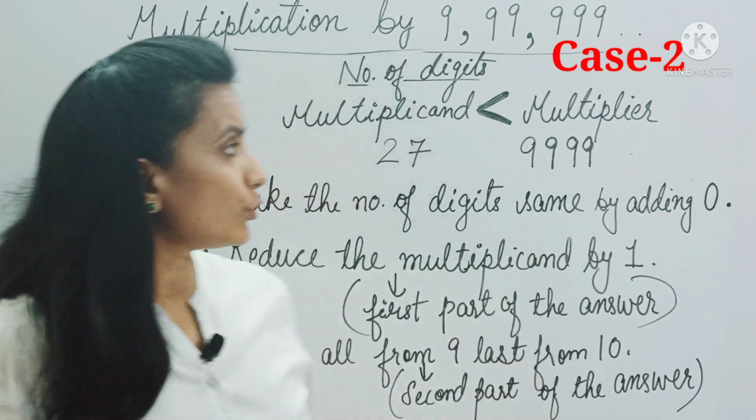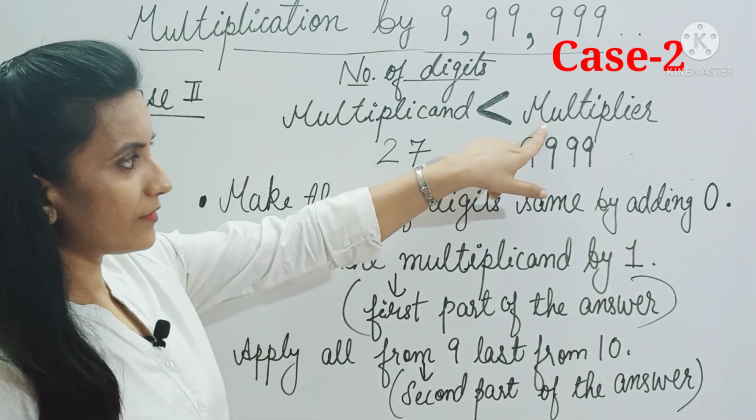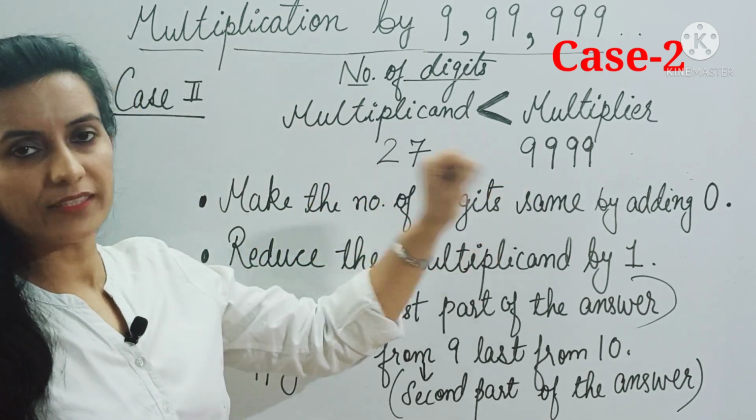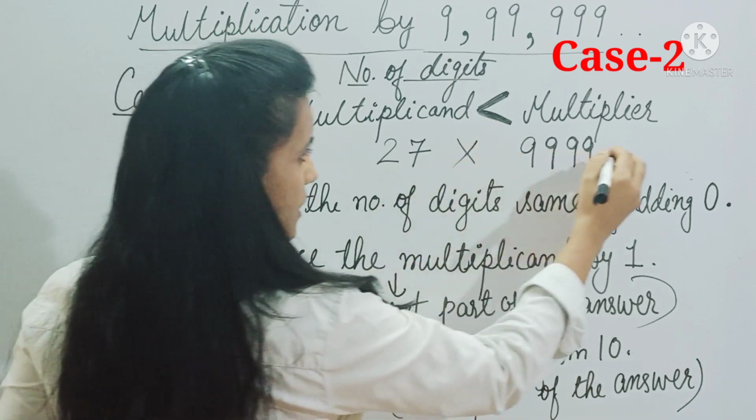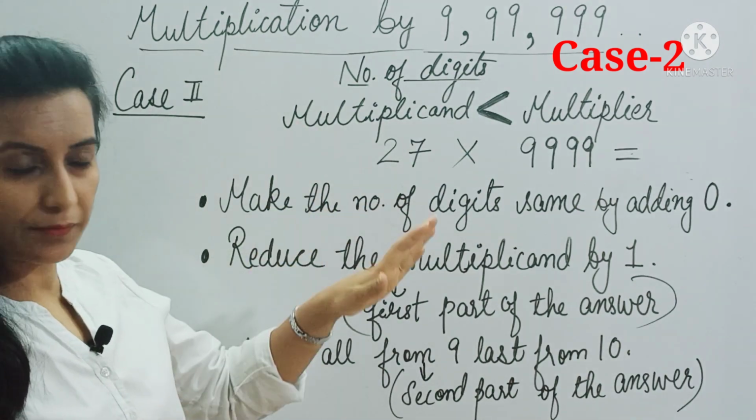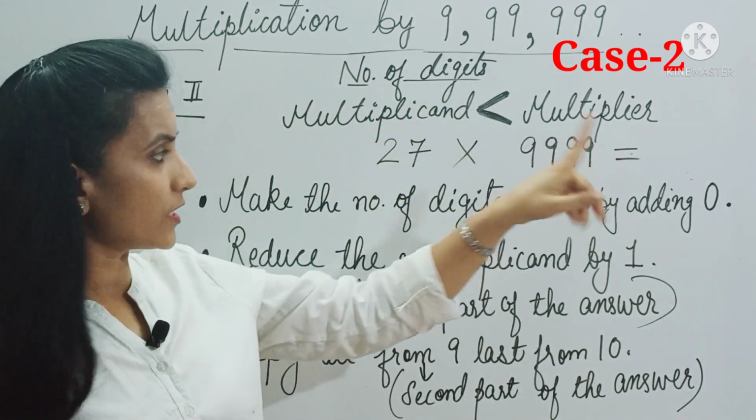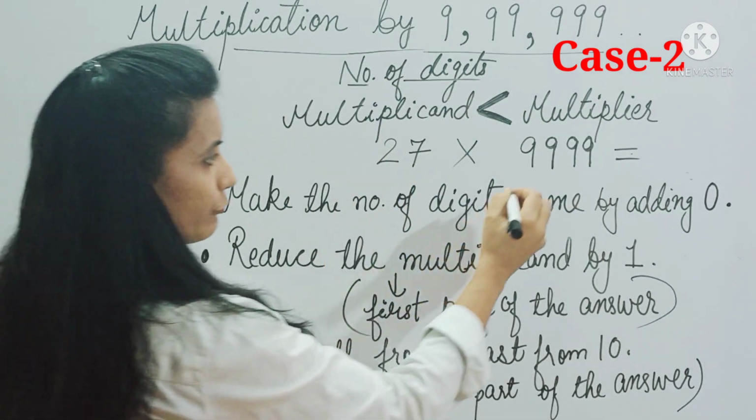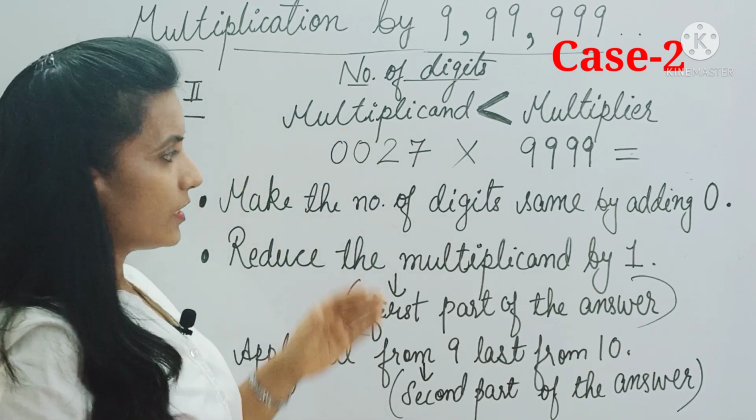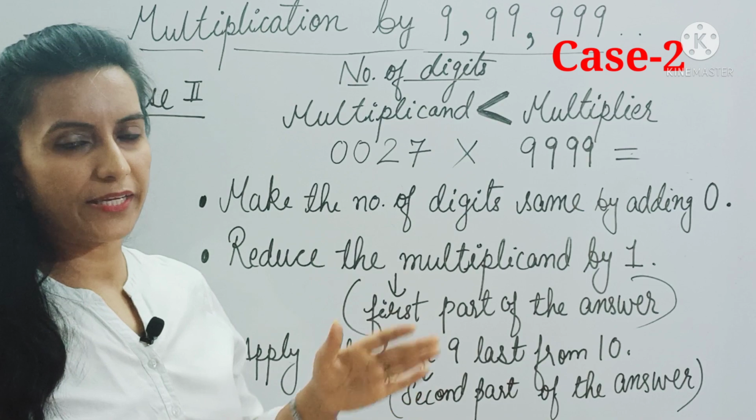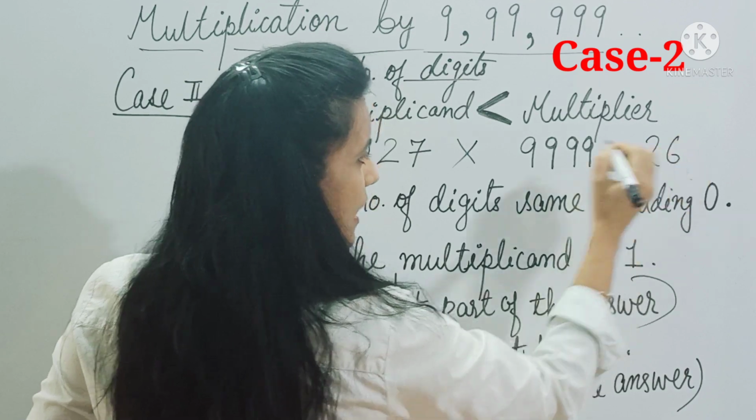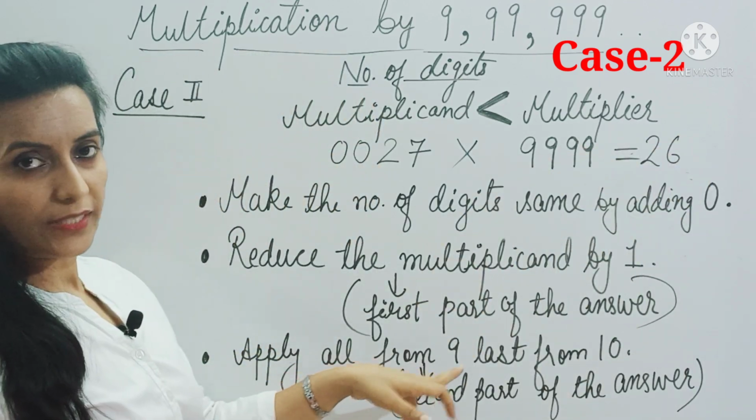So in case 2, you have more digits in the multiplier as compared to the multiplicand. So let's say 27 and 9999. Let's multiply these two numbers. So here, what is the first step? You have to make the number of digits the same in both multiplicand and multiplier, right? By placing zeros. So here you have 4 digits. So let's make this also 4 digits by writing 2 more zeros, right? Now this question becomes exactly the same as the previous case.